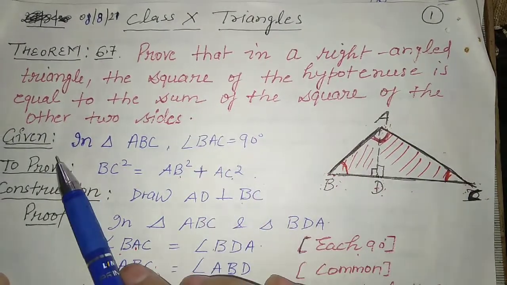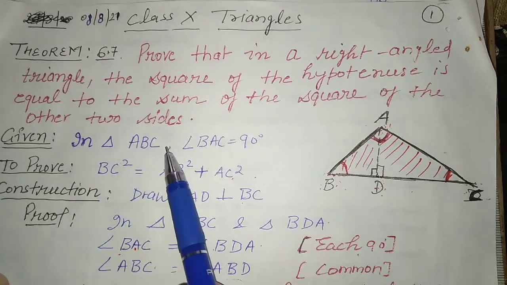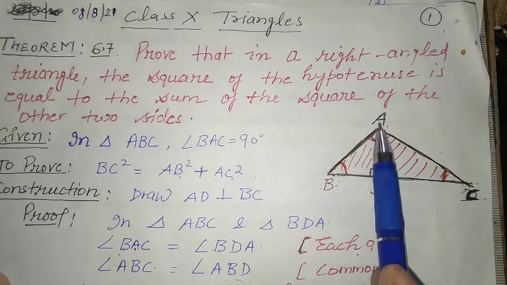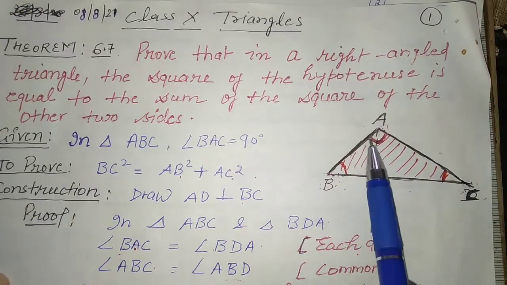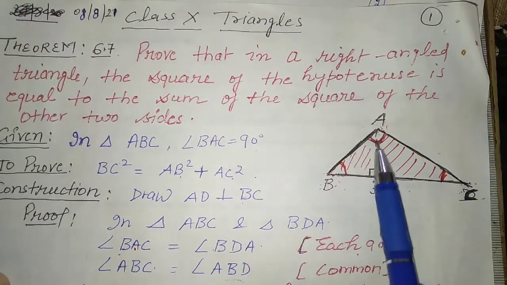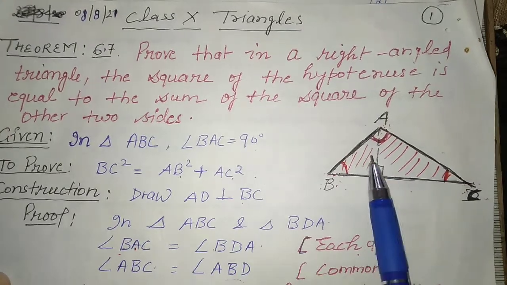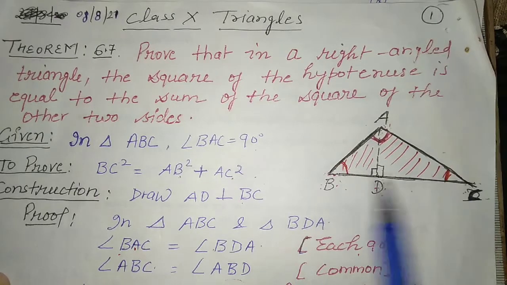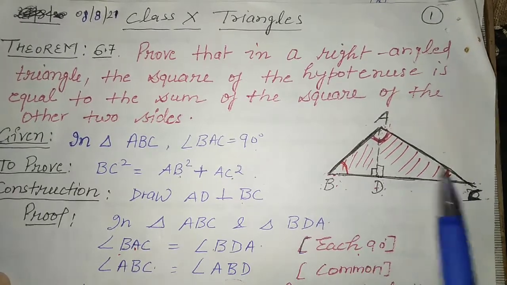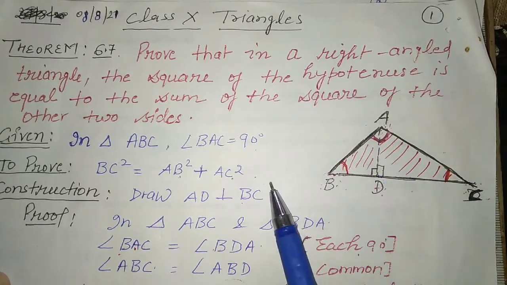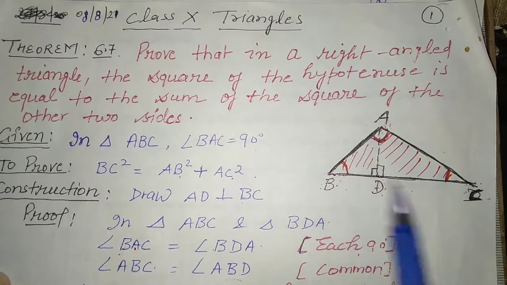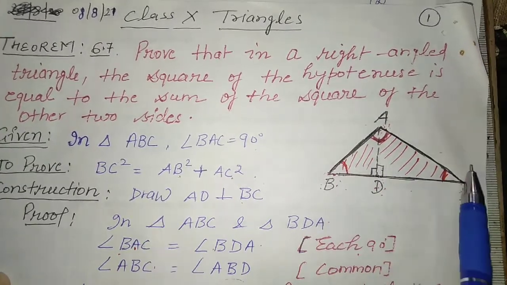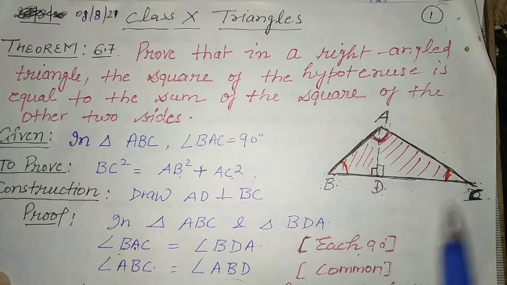So what is given to us? We are given a triangle ABC in which angle A is 90 degrees. So this is ABC, and here this A is 90 degrees. What we have to prove? If A is 90, the side opposite to it, BC, will be the hypotenuse, and AB and AC are the other two sides. So BC square is equal to AB square plus AC square. This we want to prove.